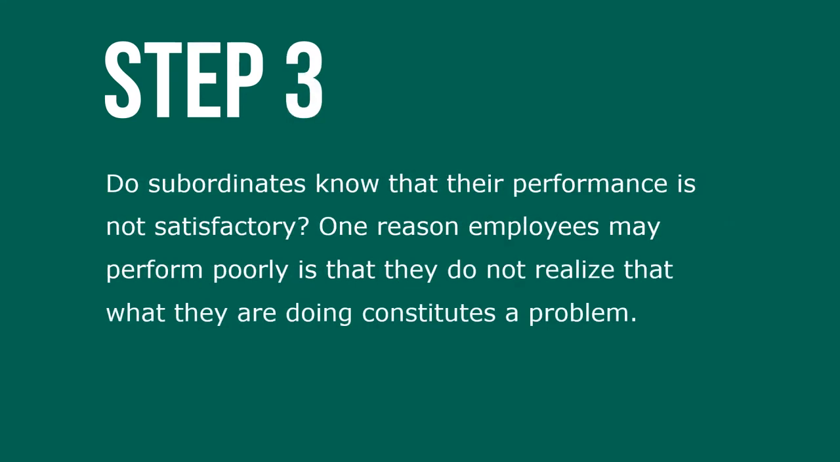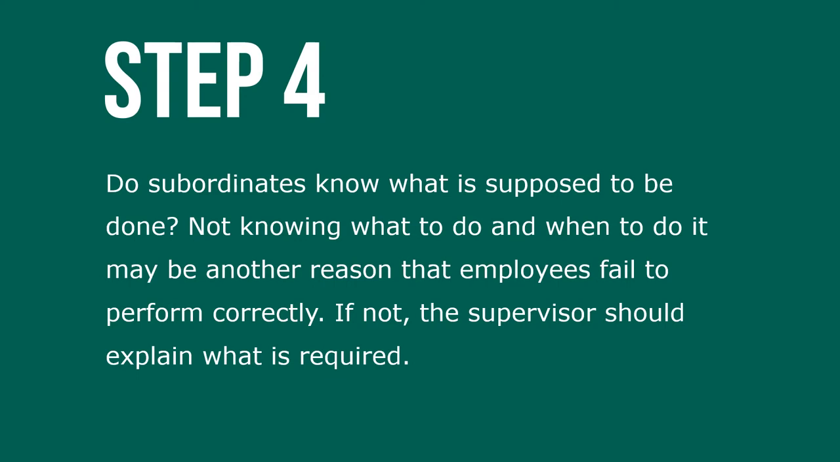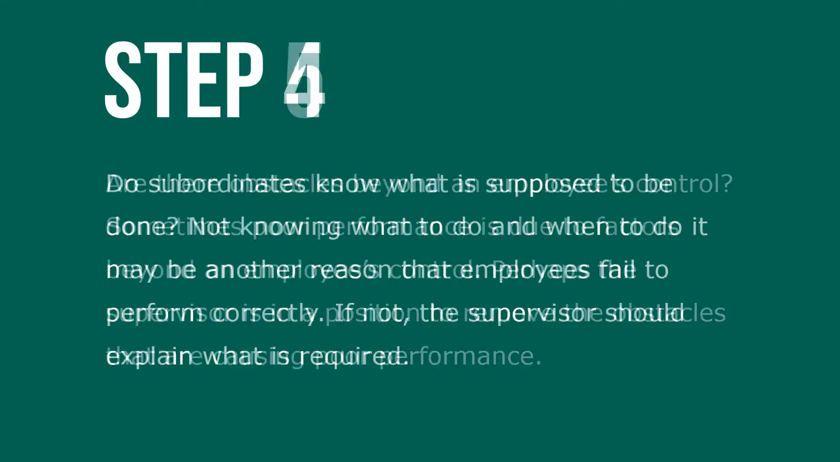Step 3. Do subordinates know that their performance is not satisfactory? One reason employees may perform poorly is that they don't realize that what they're doing constitutes a problem. Step 4. Do subordinates know what's supposed to be done? Not knowing what to do and when to do it may be another reason that employees fail to perform correctly. If not, the supervisor should explain what's required.